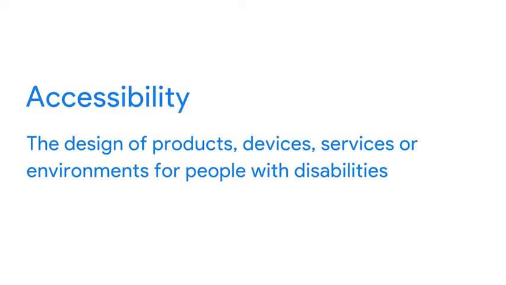First, we'll review what accessibility means in the field of UX design. Then we'll discuss how many people have a disability globally. Finally, we'll go through 3 ways to think about disability. Let's recap. The term accessibility refers to the design of products, devices, services, or environments for people with disabilities. We call it A11Y in the industry, and it's something that should guide all of our work.